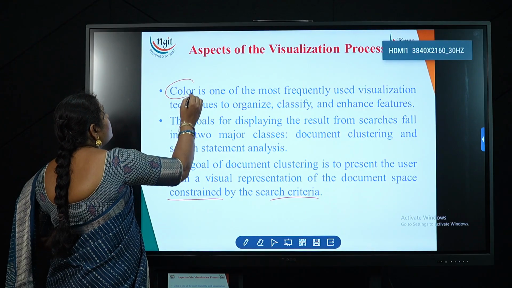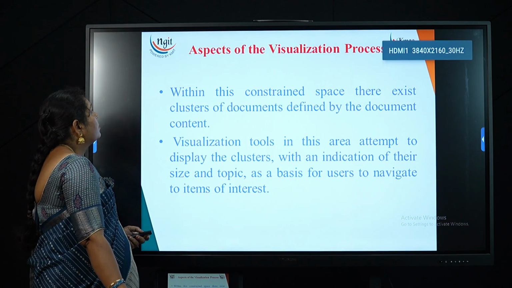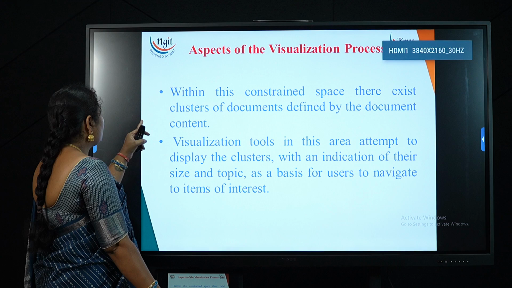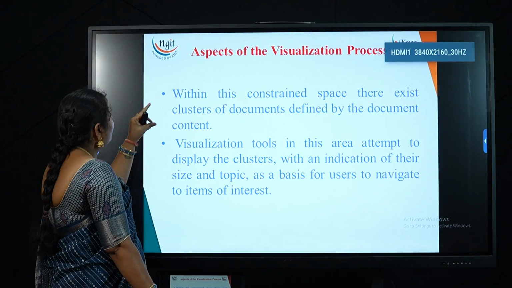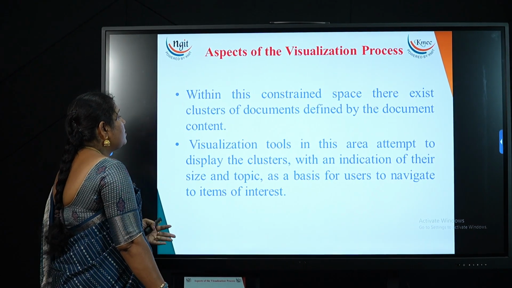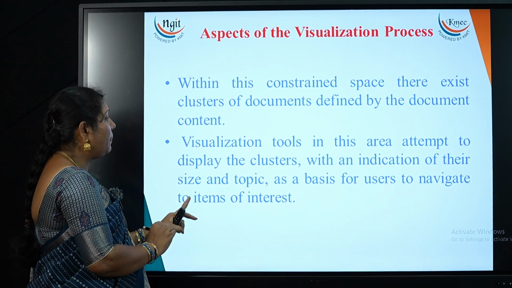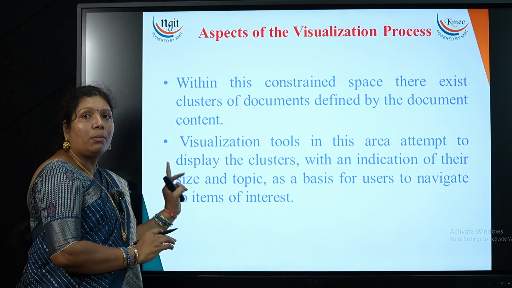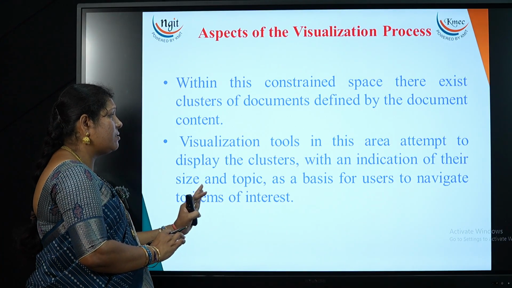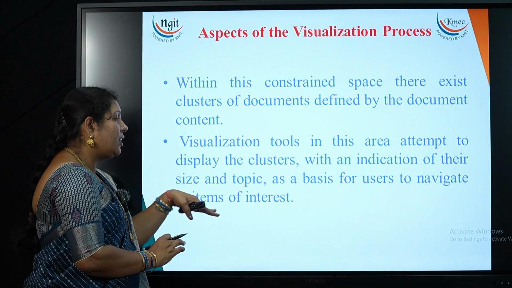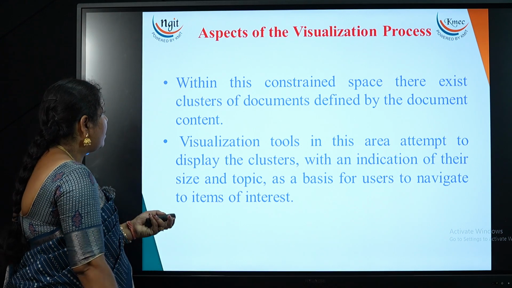So one thing is, color also plays an important role in the visualization process, okay? So within the constraint space, when you are doing the clustering part, you have to take some constraint space between the content where you can give different colors or opposite colors in order to make the visualization better, okay? And these visualization tools will help you to present the data properly, effectively and efficiently, and you can also change their size as well as navigate from one document to another document, or you can highlight the items which are interesting or which are popular.